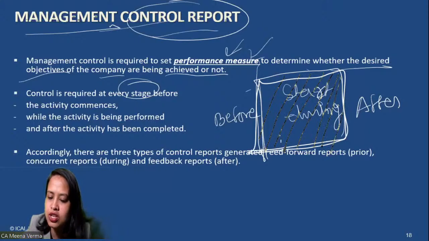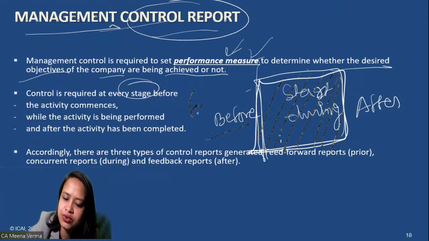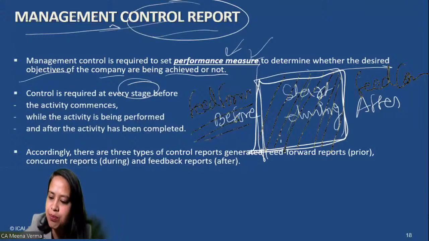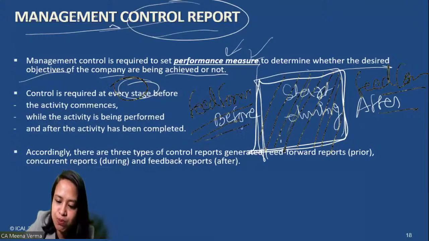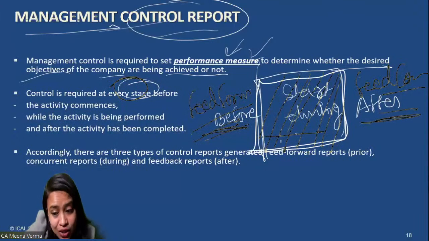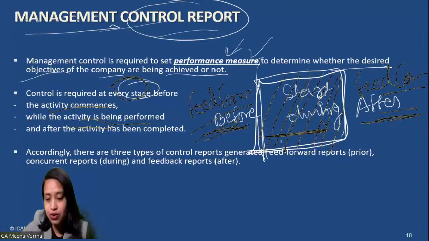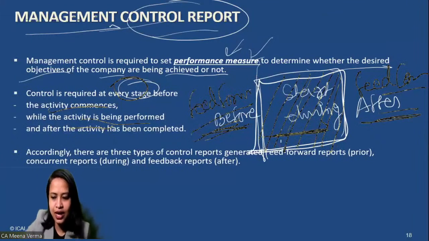So before the process actually begins, we do feed forward control. After the process actually ends, we do feedback control. So at this place we prepare a report, and at this place we prepare a report. Okay. So the control is required at every stage: before the process, after the process, and during the process also. You do this control process before the activity commences, during the performance of the activity, and after the activity ends. You do this control process every time, before, during, and after.